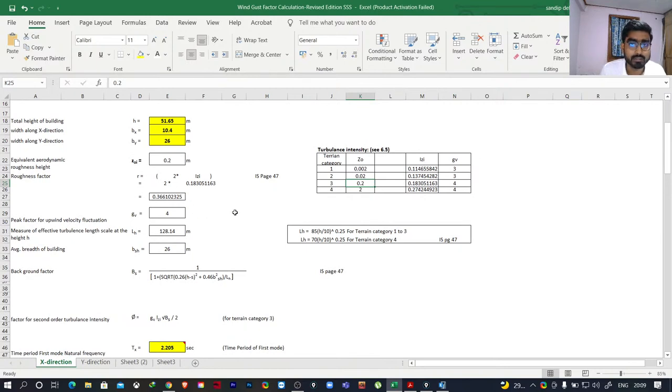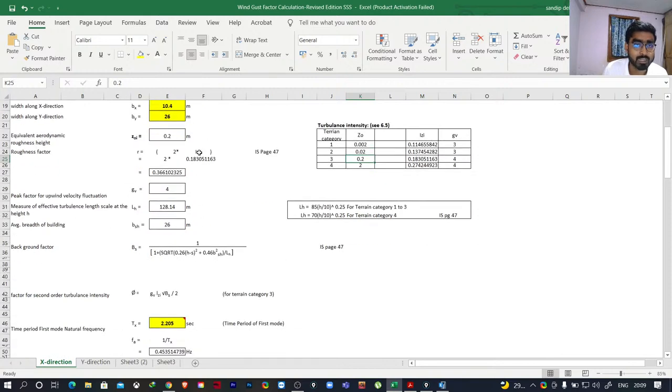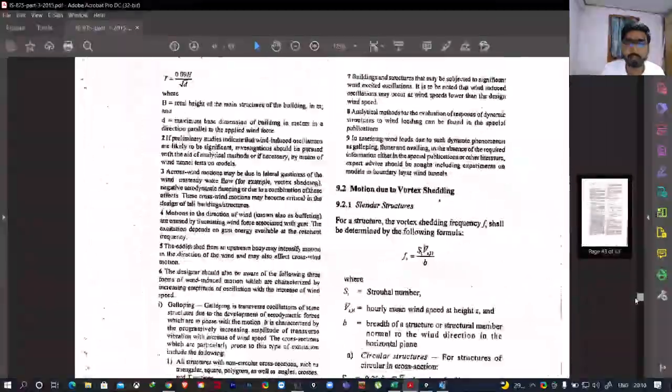And this, this is the Z0, sorry, not roughness factor. The roughness factor value is different. This is the equivalent. Okay, this is the height, actually aerodynamic roughness height. Okay, and this is the roughness factor actually. Z0 value we do not need now. We need this roughness factor, R. So, R is 2 into IZ. So, if I consider category 4, you can see this IZ value multiplied by 2. 0.183, we have considered category 3. So, for this value, 0.18305, so you can see 0.18305 multiplied by 2. So we have found out the R roughness factor. Then what we need, find out the gust factor.